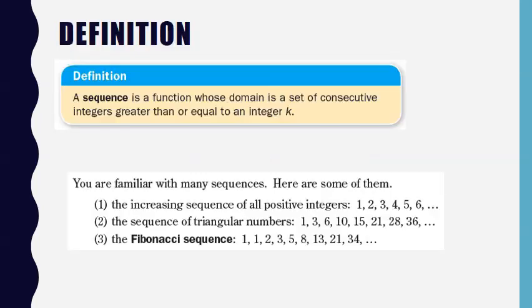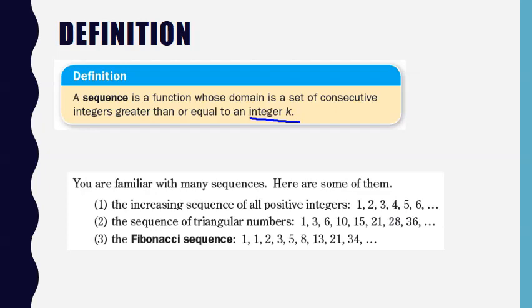So our formal definition for a sequence is a function whose domain is a set of consecutive integers greater than or equal to an integer k. So what does that mean? A function is a formula, and our domain is a set of consecutive integers. That could be the numbers 1, 2, 3, 4, and so on. It could start at 2, so we can go 2, 3, 4. We could start at 10 for some reason and go 10, 11, 12, 13. Wherever we start, that's our integer k. So we have to start at a positive number and then continue to count up.